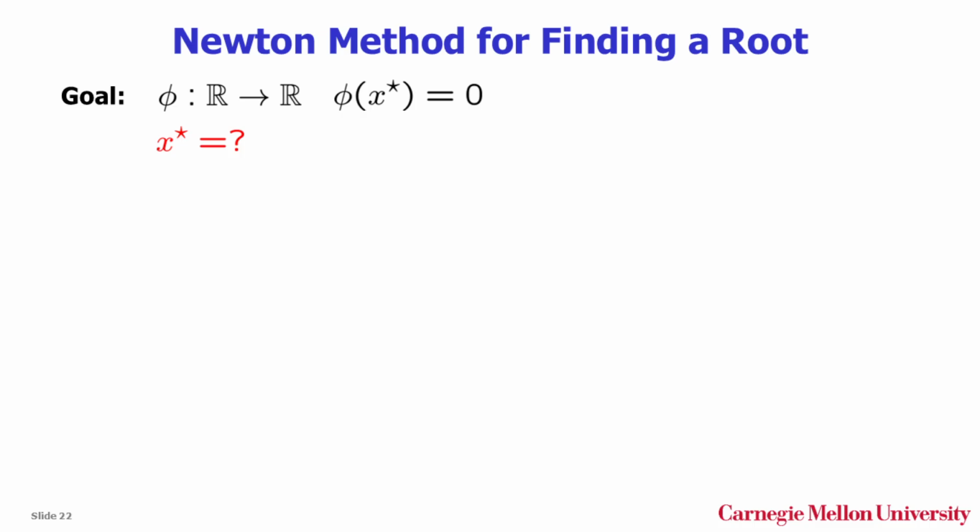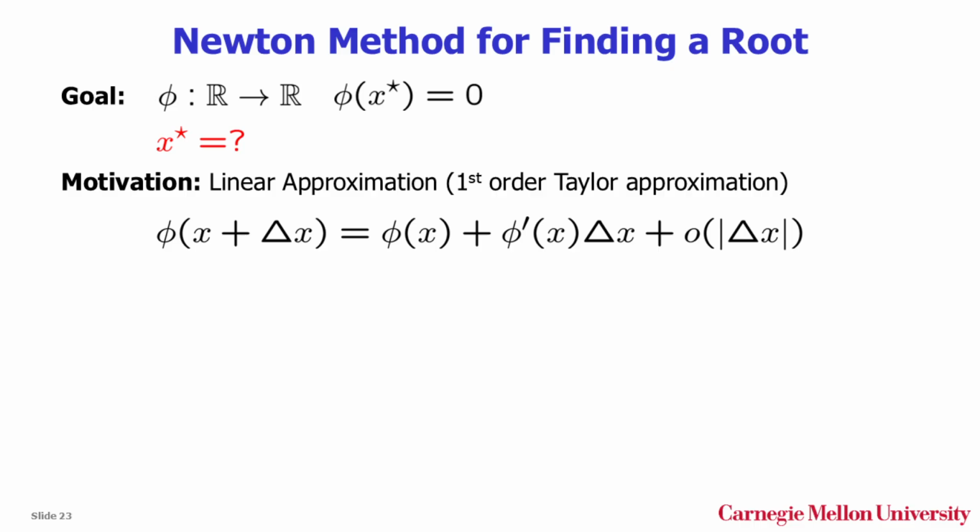Let phi be a function mapping real numbers to real numbers. Assume that phi of x star equals 0, and our goal is to find x star. Let's take a first-order Taylor series approximation of phi around the point x. We obtain phi at x plus delta x equals phi of x plus the derivative of phi of x times delta x plus a small remaining term. Now suppose we move from x by an amount delta x and arrive at x star. So x plus delta x equals x star.